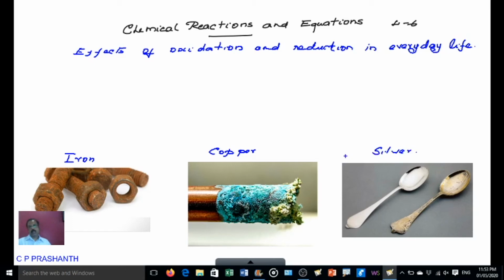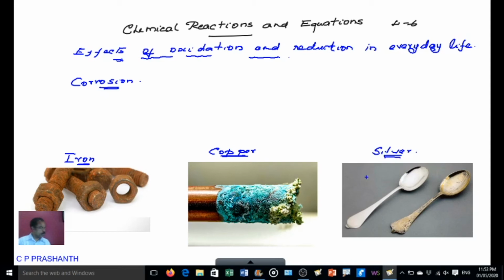So what exactly is corrosion? You can see three metals here: iron, copper and silver. And it is important to understand that it is not only iron which gets corroded, copper also gets corroded, silver also gets corroded. So let us understand what corrosion is all about.